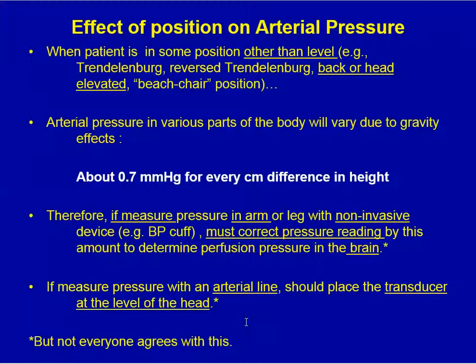When a patient is in some position other than level, the arterial pressure will vary in various parts of the body due to gravity. And the change is about 0.7 of a millimeter of mercury for every centimeter difference in height. Therefore, if you measure the pressure in the arm or in the leg with a non-invasive device, you will get a different reading than you might have in the brain. Conversely, if you measure pressure with an arterial line, the transducer should be placed at the head level.